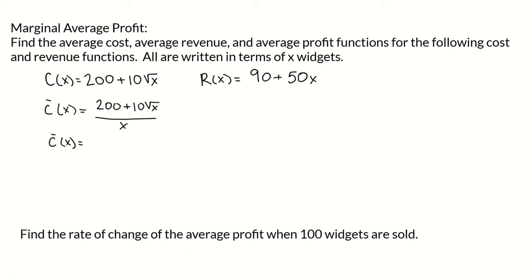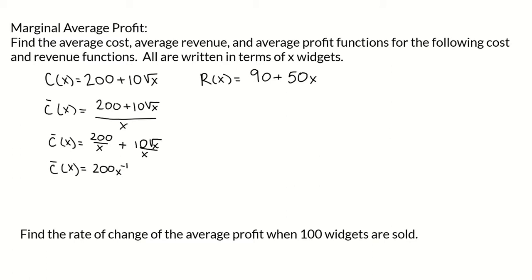simplified, so I'm going to split the fraction into two fractions, 200 over X plus 10 root X over X. And I know that later on we're going to find a rate of change or a derivative, so we want to try to write the equation in a way that's going to make finding the derivative easier, which to me means let's write it with negative exponents. So C bar of X, instead of 200 over X, we can write that as 200X to the negative 1.